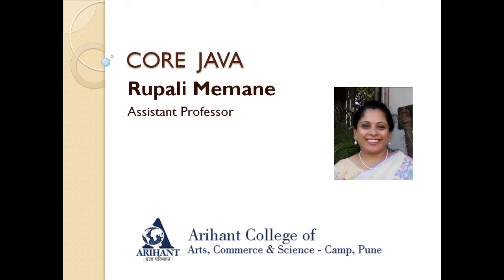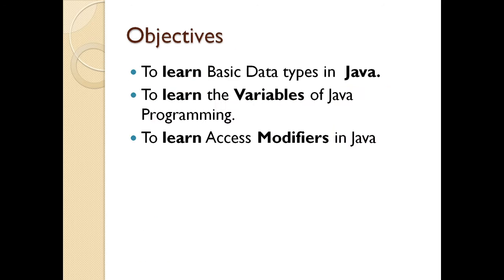In the last lectures, we have seen how to write a simple Java program, how to compile the program and execute the program. In today's lecture, we will be seeing Java data types and Java variables. To begin with, we are going to learn basic data types in Java. Then, what are the variables of Java programming? We are also going to learn access modifiers which are used in Java.